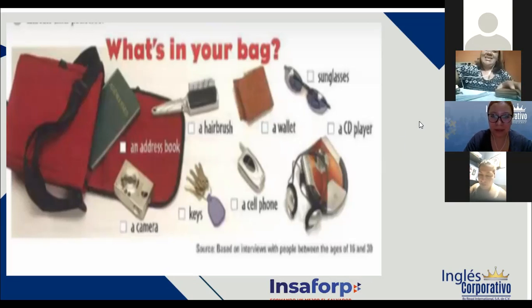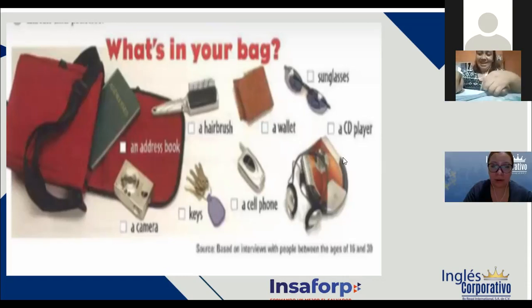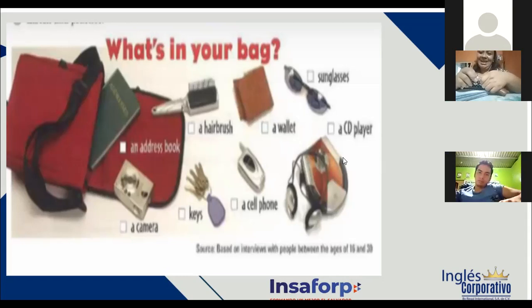Veamos quienes no han participado todavía. What's in your bag? Where are the volunteers? Sandra Guadalupe, what's in your bag?